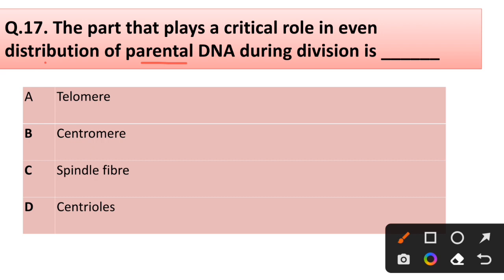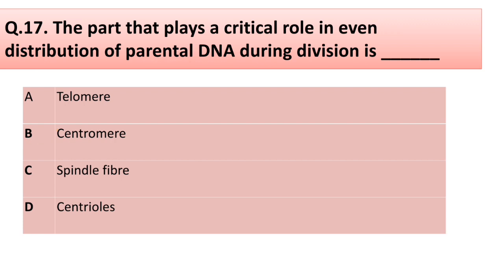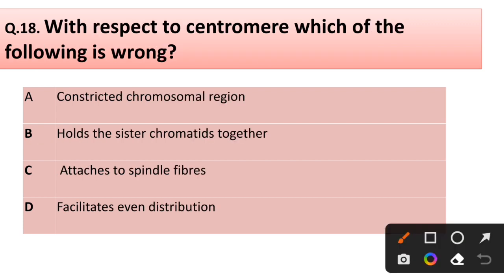Question 17. The part that plays a critical role in even distribution of parental DNA during division is telomere, centromere, spindle fiber, centrioles. Correct answer is option B, centromere. Question 18. With respect to centromere, which of the following is wrong? Constricted chromosomal region, holds the sister chromatids together, attached to spindle fiber, facilitates even distribution. Correct answer is option D, facilitates even distribution.